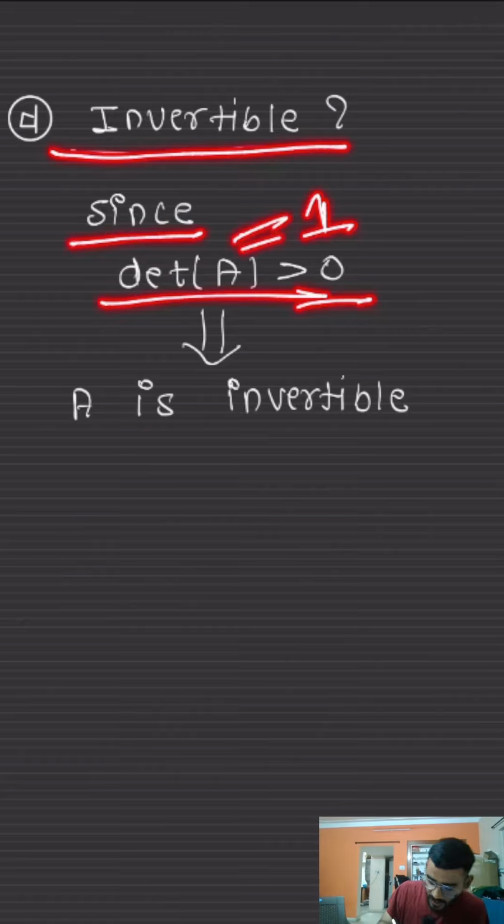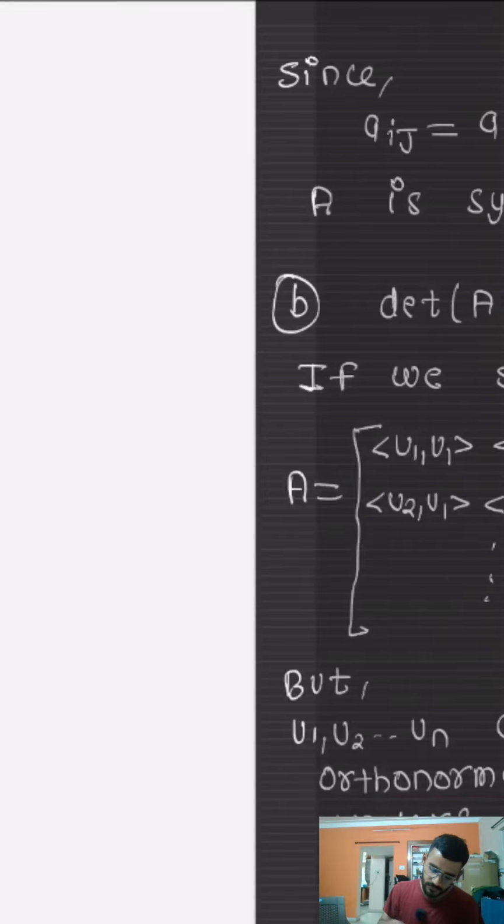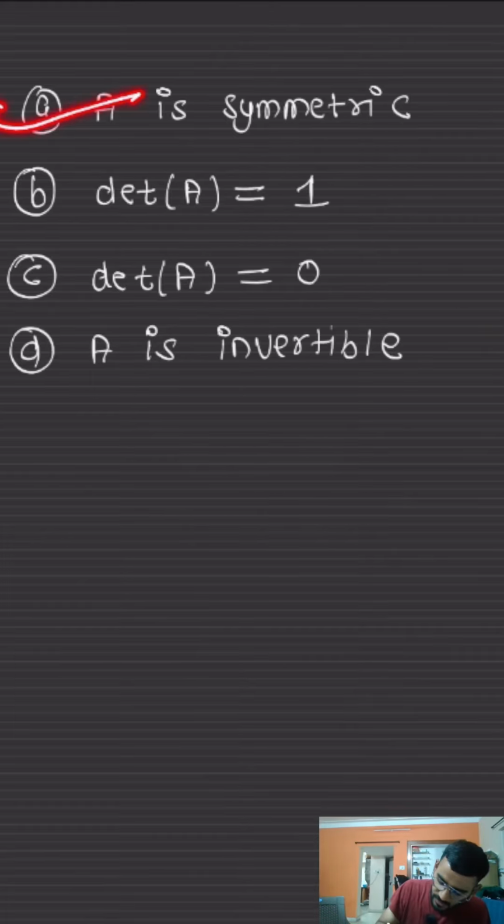Now the next is invertibility. Since we know that the determinant of A is 1, which is greater than 0, the matrix A is an invertible matrix. And hence we get that A is symmetric and the determinant of A is 1. The statement that the determinant is 0 is wrong, A is invertible.